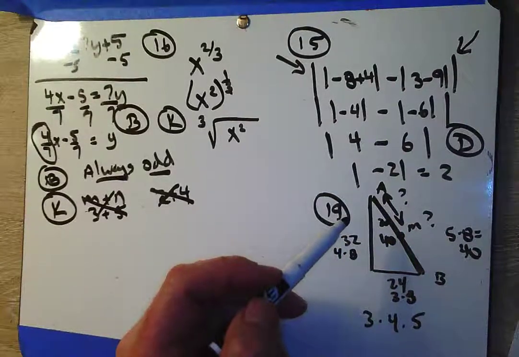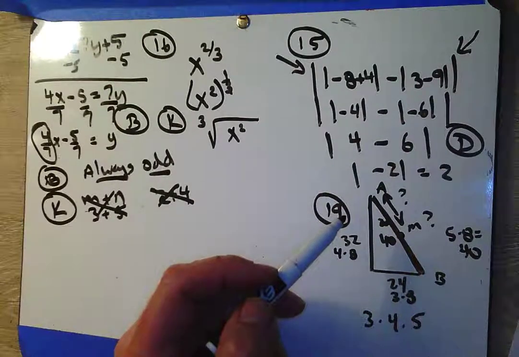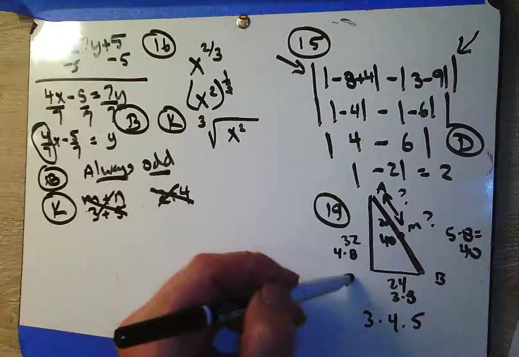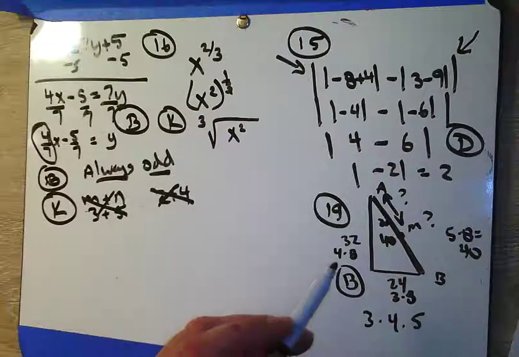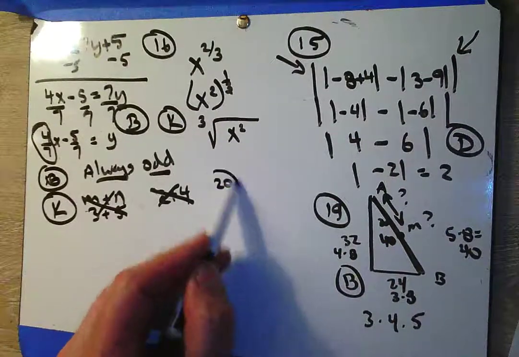So how far is the midpoint from A? It would be 20 units, and that corresponds to choice B. B for number 19. Okay, what about 20?